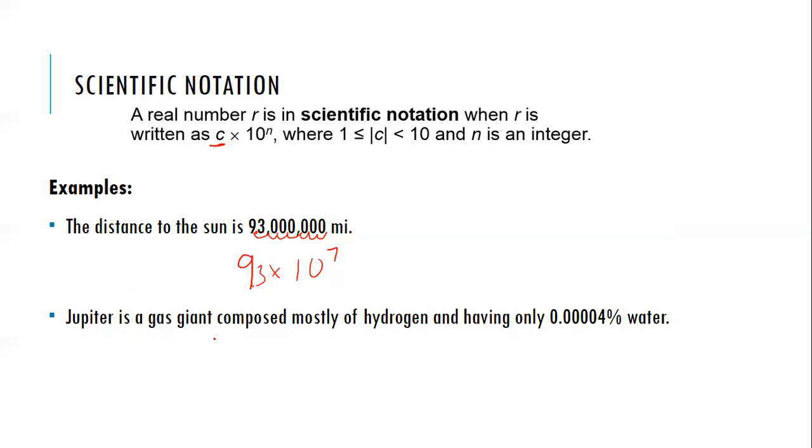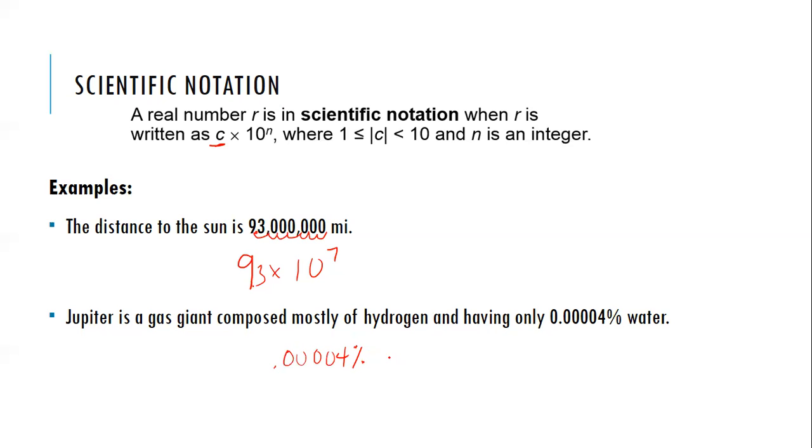Okay. Jupiter is a gas giant composed mostly of hydrogen and having only 0.00004% water. Now, the thing here is it says percentage. So this is not just a plain number. Does that make sense? Because I'm talking about the percent of something, I want to convert this first. So I have 0.00004%. I'm going to convert it first.